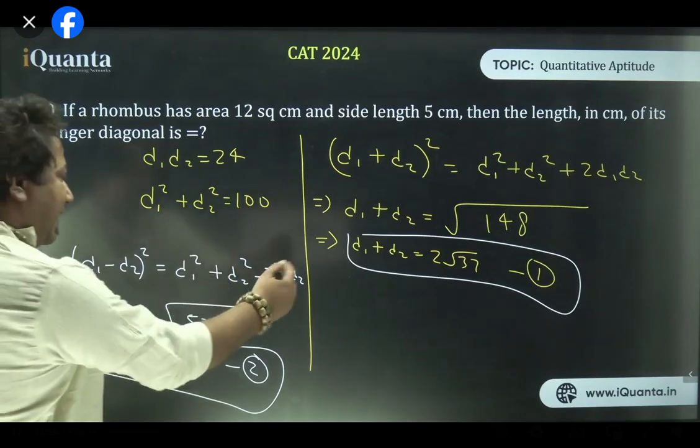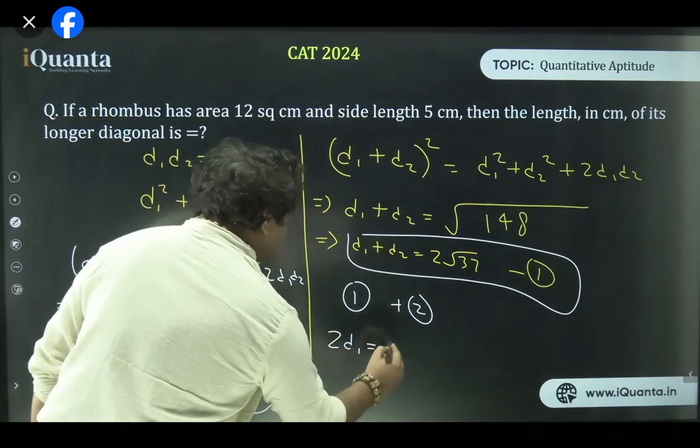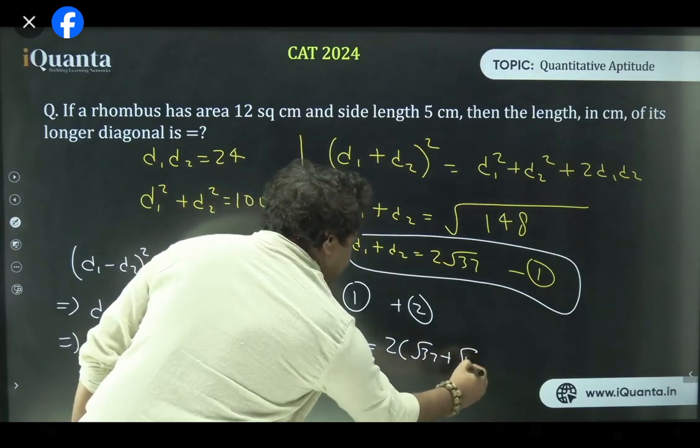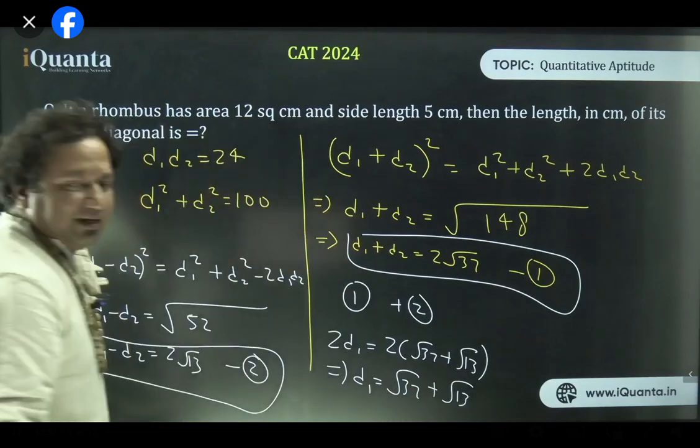Okay, so if I add 1 and 2, what will I get? d2 gets cancelled. All we have is 2d1 is equal to 2 times root 37 plus root 13. 2 gets cancelled. All we have is d1, that is root 37 plus root 13. I hope some of you got this value.